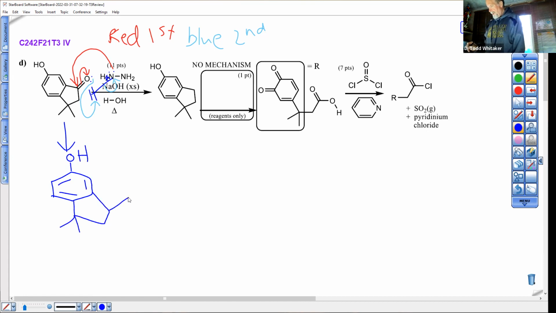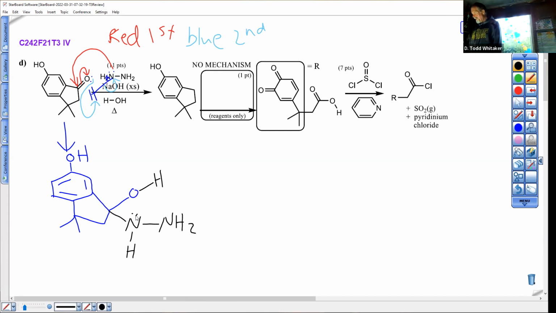Yep. We have an O with an H on it. We're about to make an imine, by the way. Special imine. This thing still has one H. There's an NH2. Nitrogen got its lone pair back. It's going to push off hydroxide.